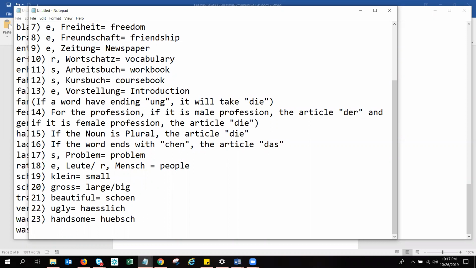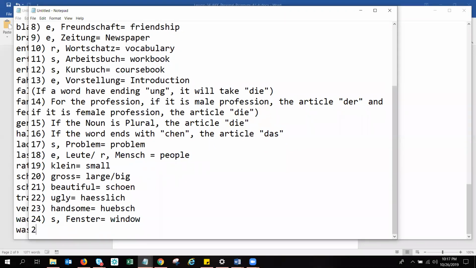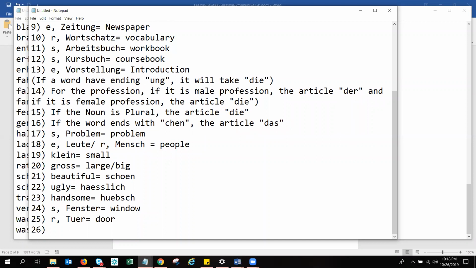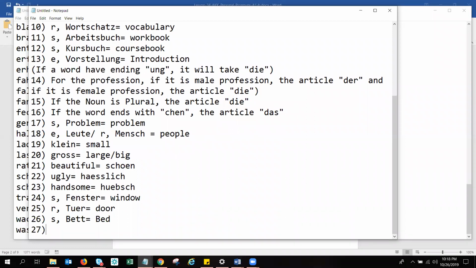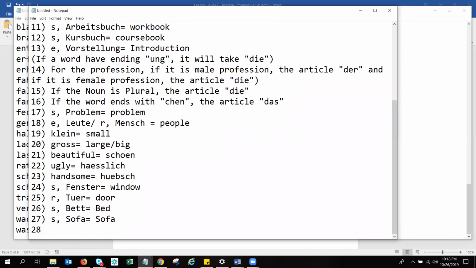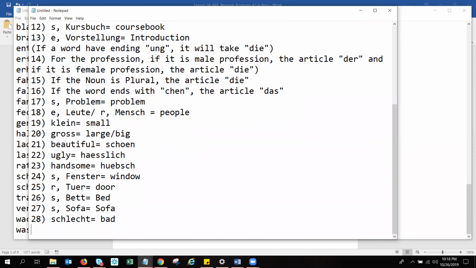Then if you want to say window, that is das Fenster. If you want to say door, that is die Tür, T U umlaut. If you want to say bed, that is Bett. If you want to say sofa, that is Sofa itself, as in English. Regarding bed, I got this word: good is gut, and bad is schlecht.